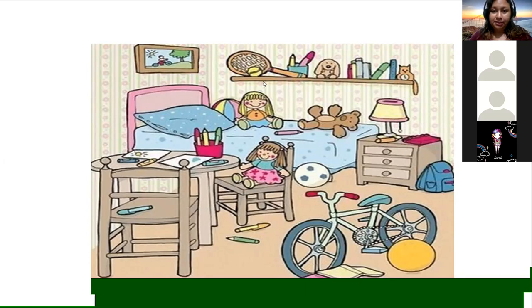Look, we have examples here. Doll on the bed. Okay, one more time. There is a doll on the bed. Very good. More examples. There is a teddy bear on the bed. Good. Very good.